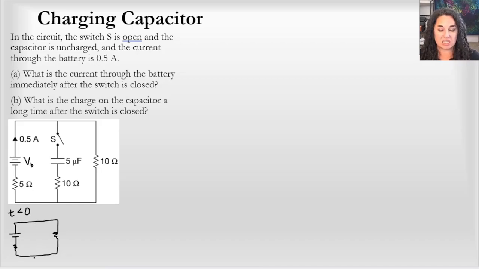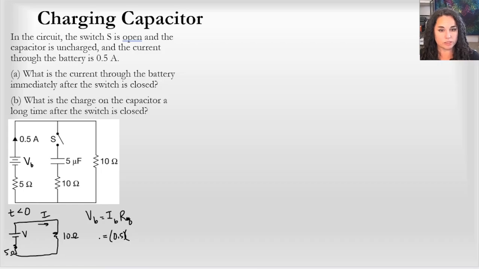And this branch in the center basically doesn't exist because the switch is open, right? So when I look at this circuit, I have two resistors in series with that battery, and I know the current in it, I, right? So the voltage of the battery has to equal I from the battery times R equivalent. So I from the battery is 0.5.